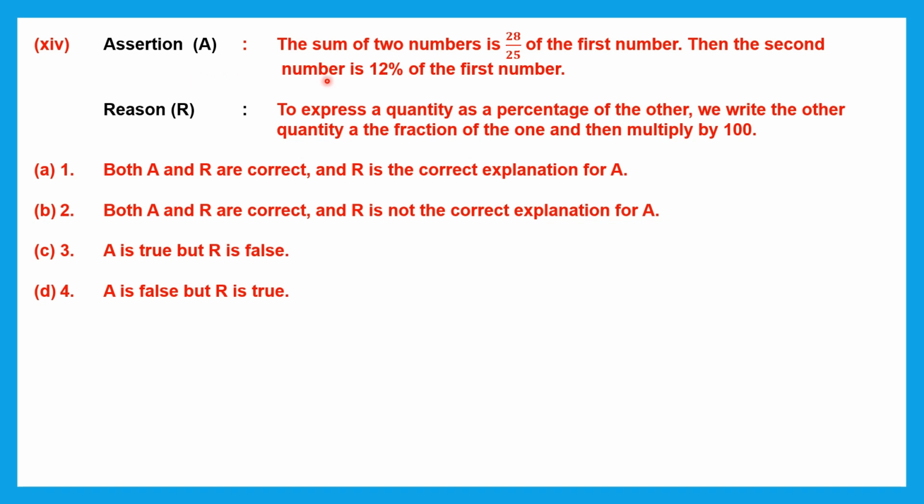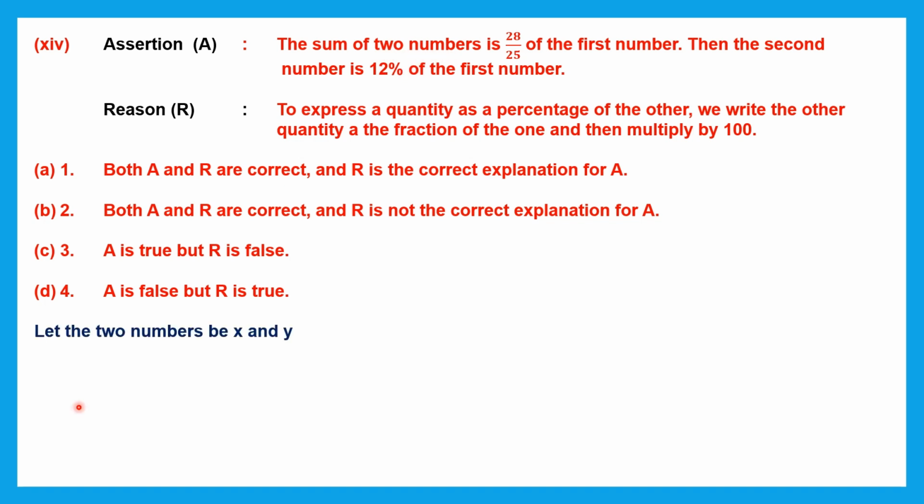Assertion A states the sum of two numbers is 28 by 25 of the first number. Okay. Then it says the second number is 12% of the first number. So what we're going to do is first work out this part, the sum of two numbers. We don't know what the two numbers are.